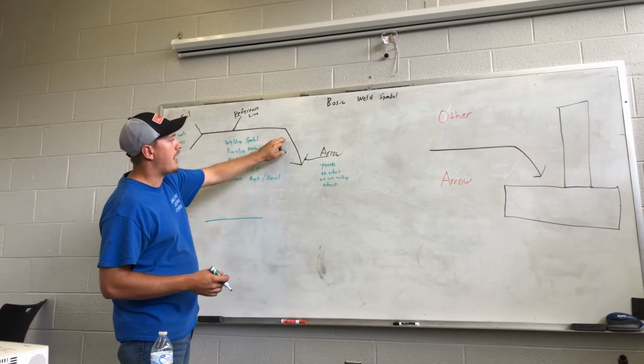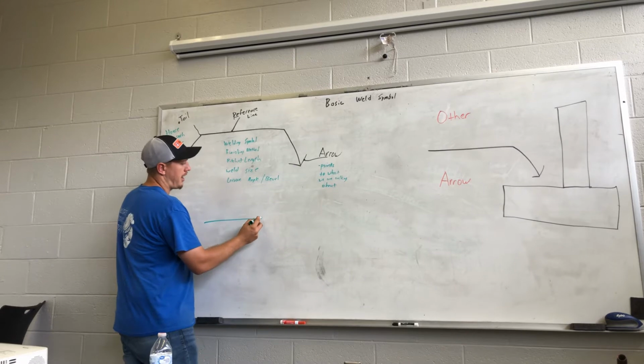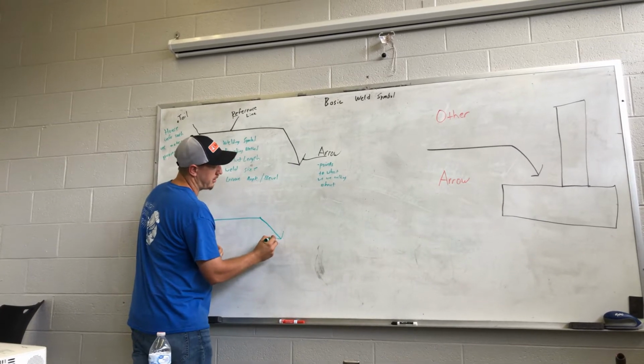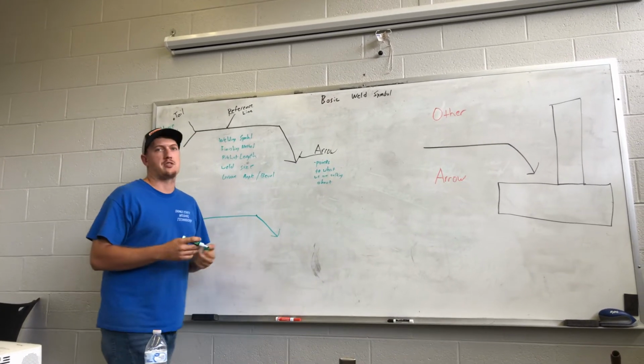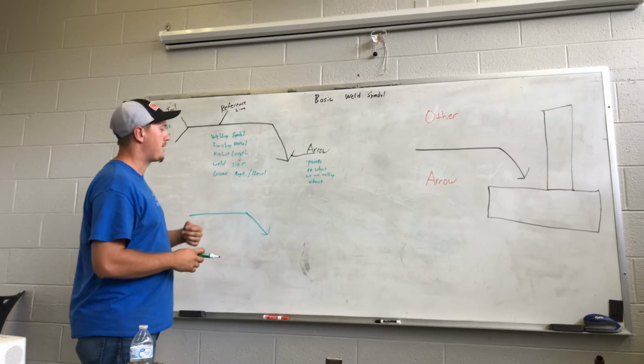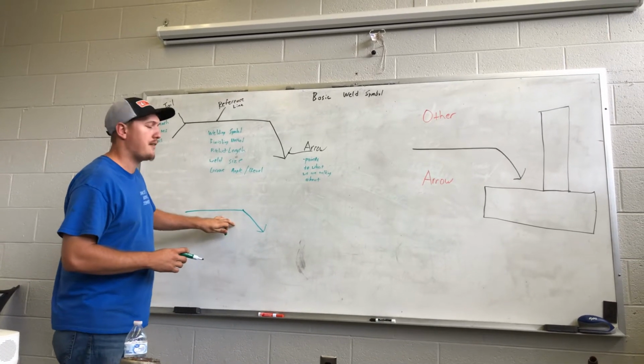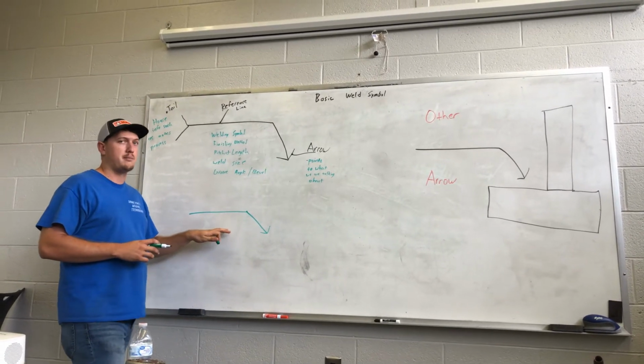Next part would be the arrow. So the arrow is going to point and indicate what we're actually talking about on the blueprint. So we got to have that. It's necessary to have these two things to have a welding symbol.